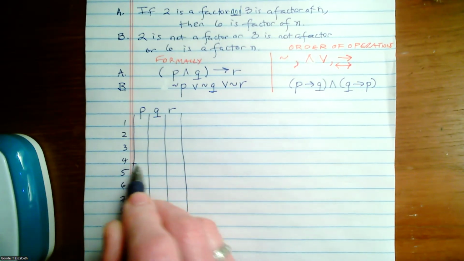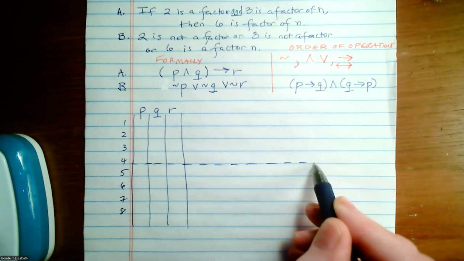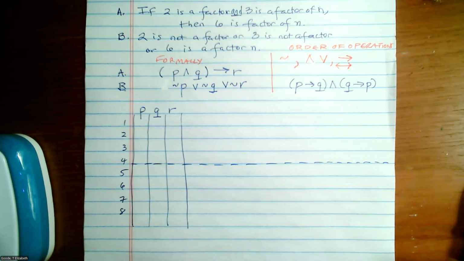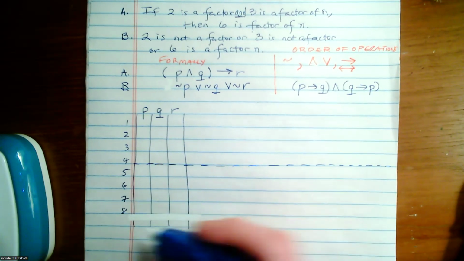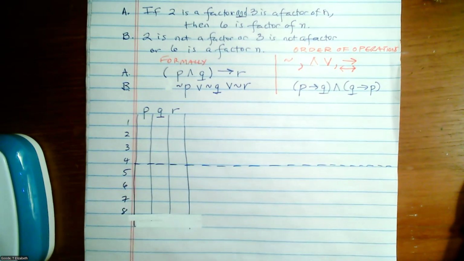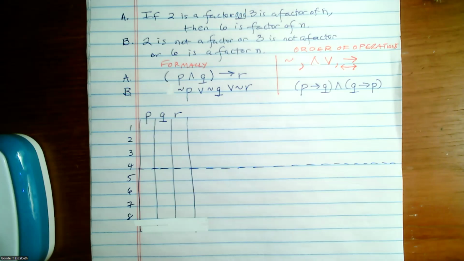Oh, I've got it too long. And I usually put a little dash line between rows 4 and 5 just to settle my eye down, because my eye kind of wanders. So that's optional. What do we put under P?